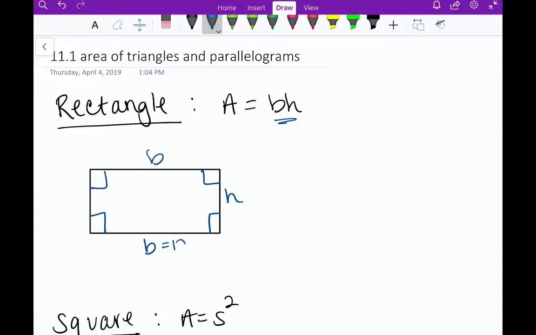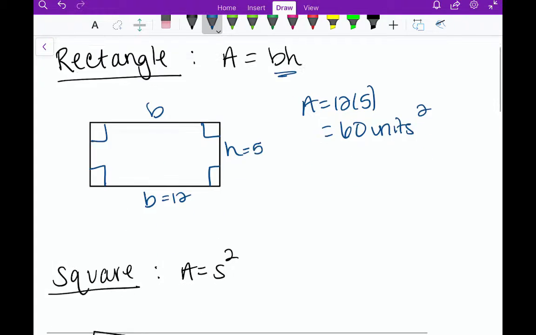So if I say the base is 12 and the height is 5, then my area is going to be 12 times 5, which is 60. Remember that area is units squared, so whatever your unit is, you want to make sure your area is units squared. And you should be able to, given the area, solve for a base or a height using basic algebra.